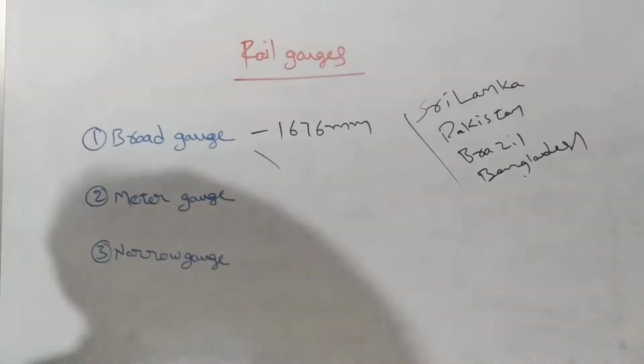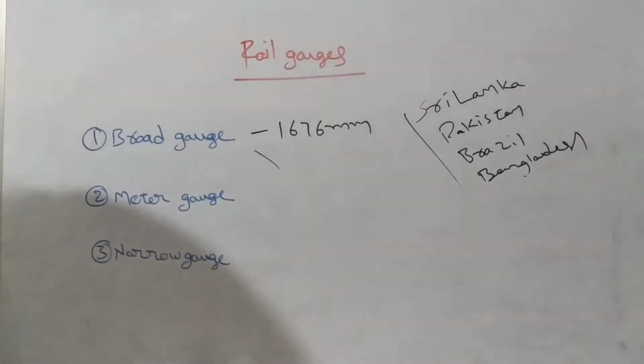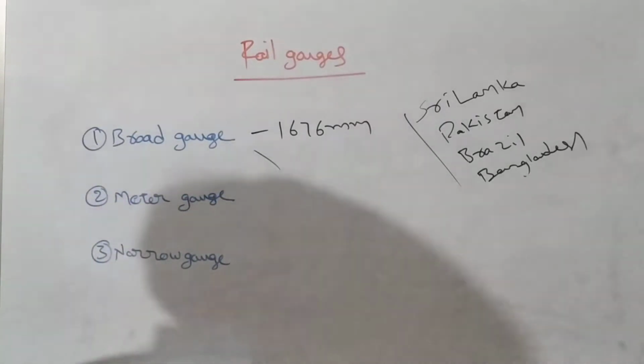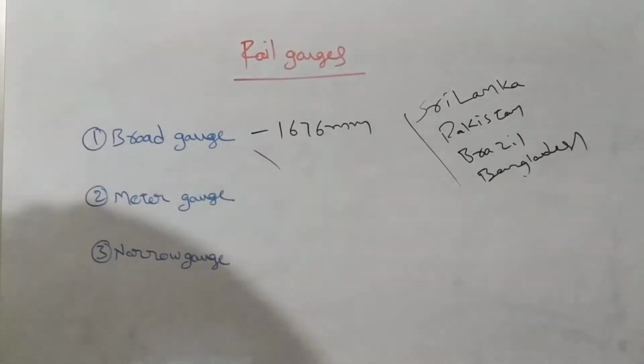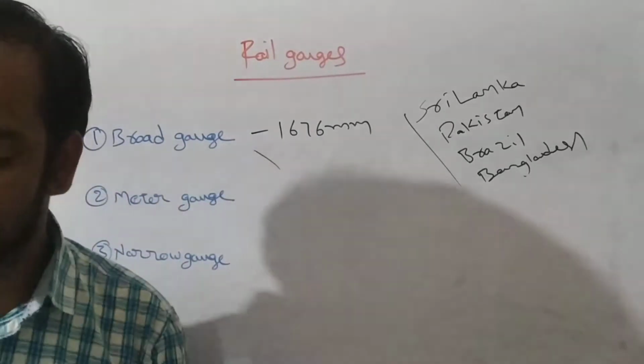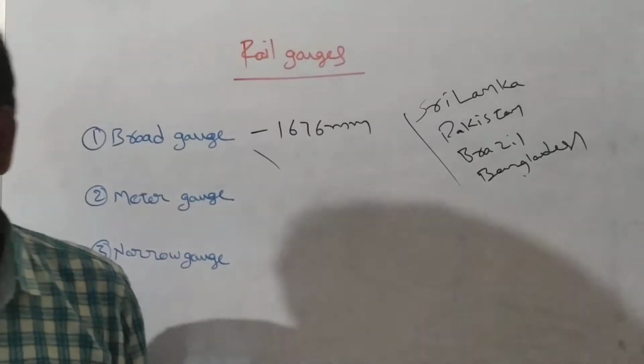The broad gauge is used for tracks in plain areas which are densely populated, that is, for routes of maximum traffic intensities, and at places which are centers of industry and commerce. So in those cases we can use the broad gauge.